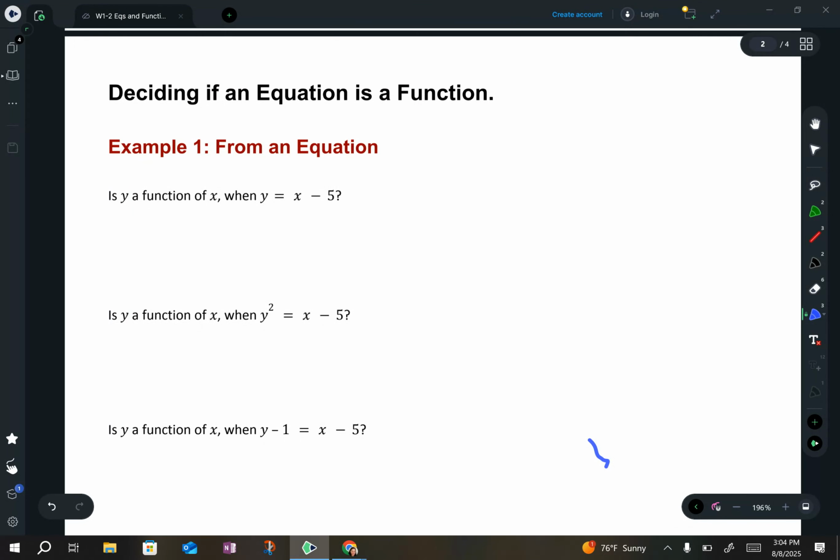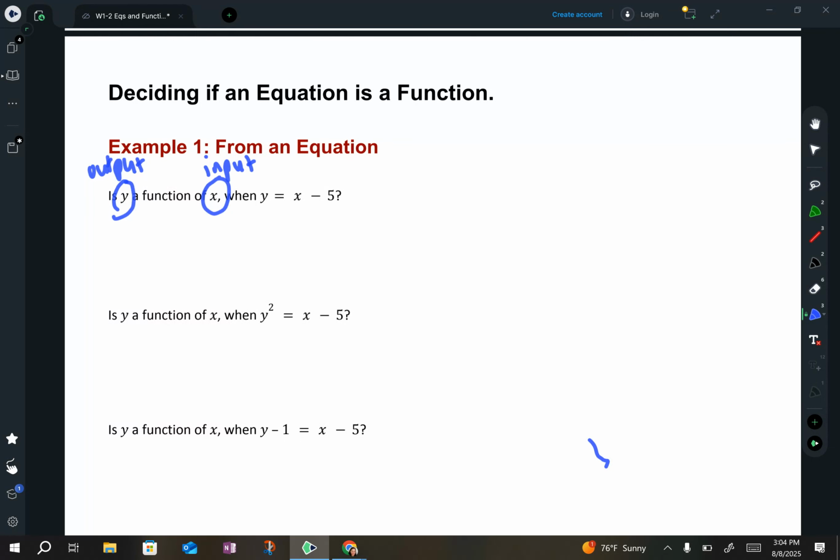If y is a function of x, is y a function of x when y equals x minus 5? So when we read this phrase, is blank a function of blank, this is going to be an output over here. Is our output a function of our input? So if we were going to set up a table of values, x would be our input and y would be our output.